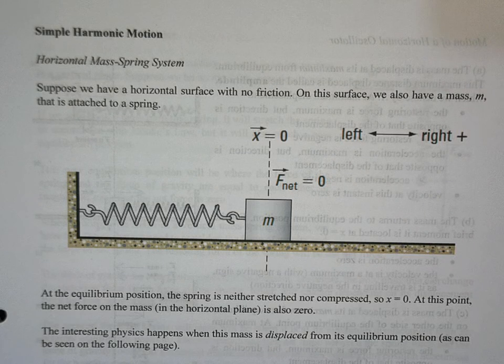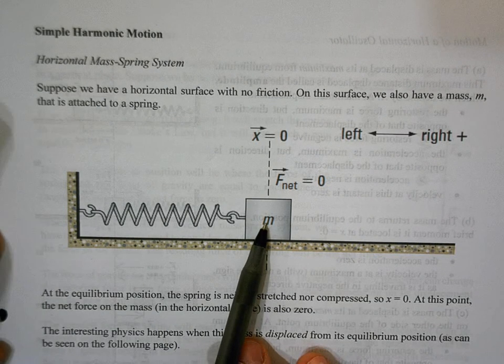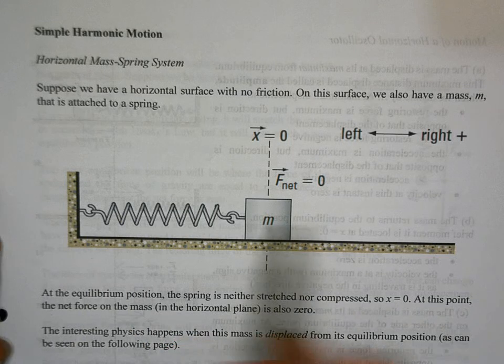We know by Newton's first law, if there is no net force acting on the object, it's going to continue to do what it's doing. So if it's at rest, it's going to continue being at rest. If it's in motion, it's going to continue to be in motion. So this system right now is not really interesting. What makes it a bit more interesting is if we start to displace this mass from equilibrium. It can be either compressed or we can stretch it out.